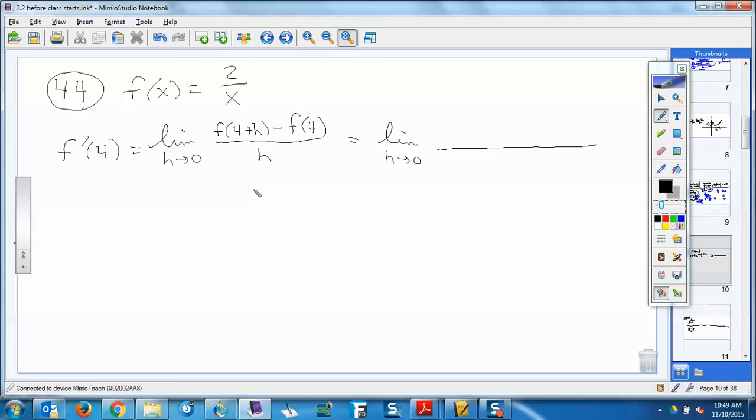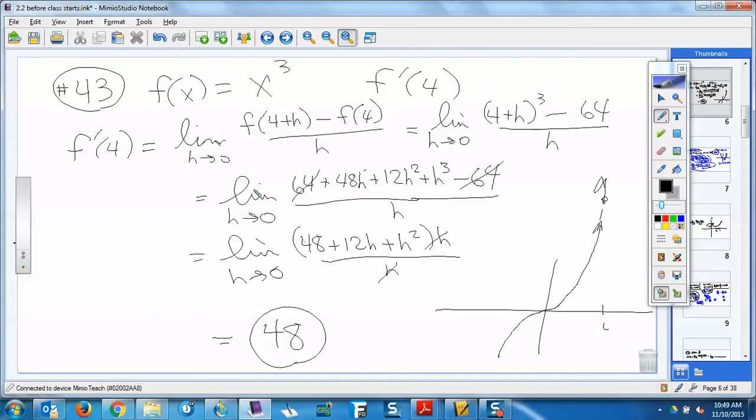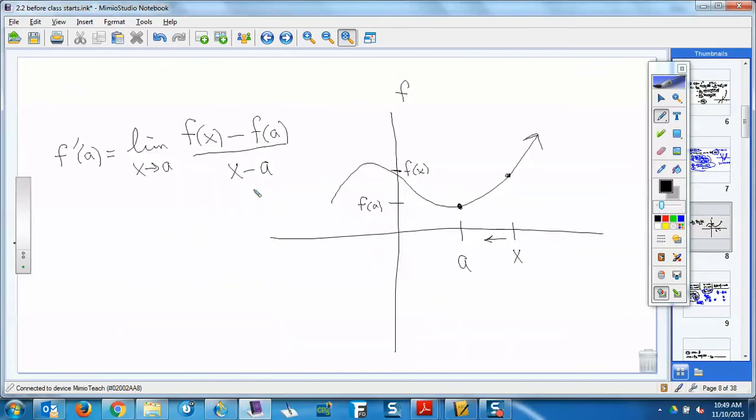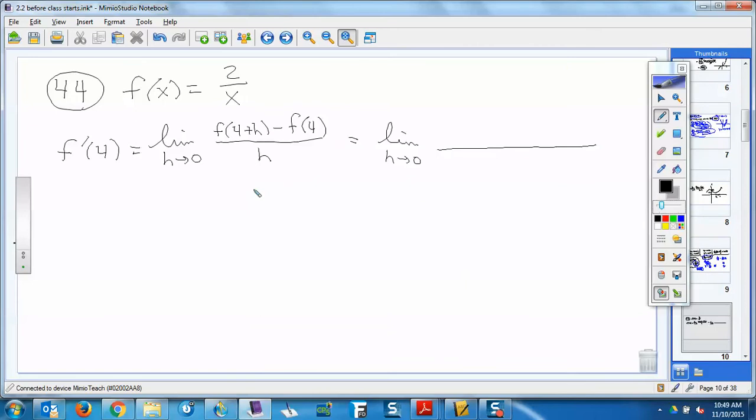Notice, the reason I think it's so important to write this out is because it doesn't matter what the function is. This is going to look the same on every problem. If you go back to 43, that's exactly what 43 looked like. And 42 and 41. They all looked like this on this line, because they were all finding f prime of 4. Okay? So when you're finding f prime of 4, no matter what function you're doing the derivative of, it's going to look like that.